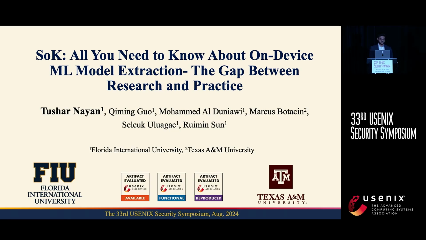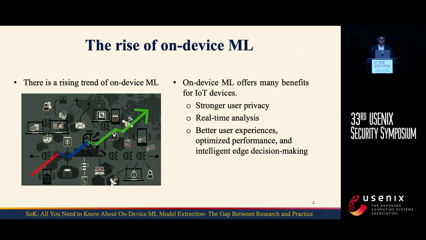Today I'm going to be presenting our paper, SoK: All You Need to Know About On-Device ML Model Extraction, the Gap Between Research and Practice. In the past few years, we have seen IoT devices increasingly adopt on-device ML. This offers several benefits like stronger user privacy, real-time analysis, and better user experience. Overall, these capabilities make these devices more autonomous and reliable.